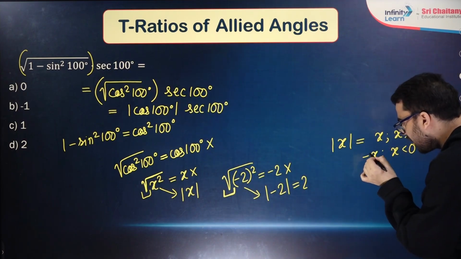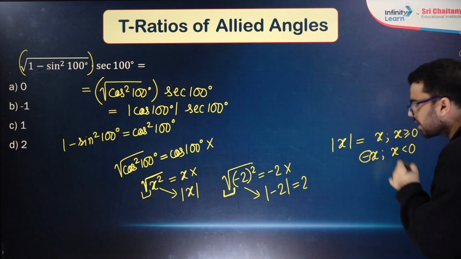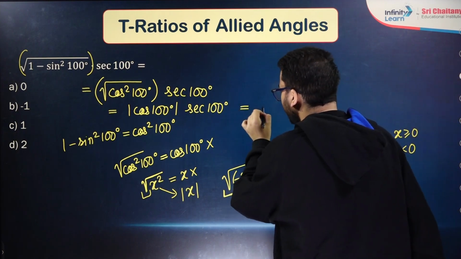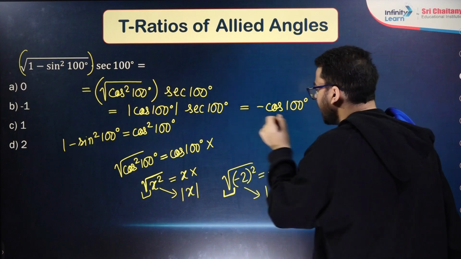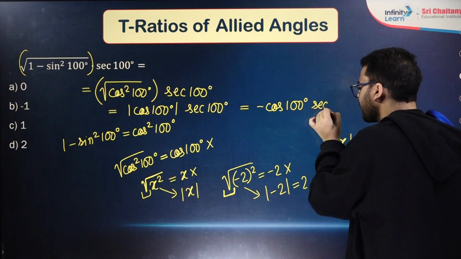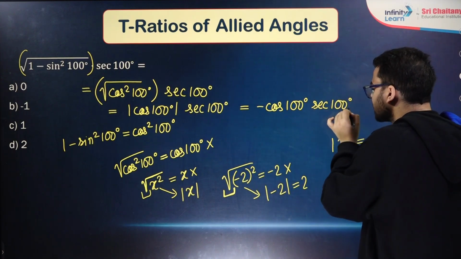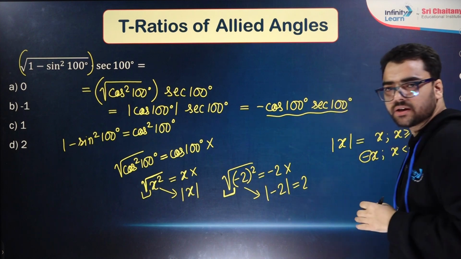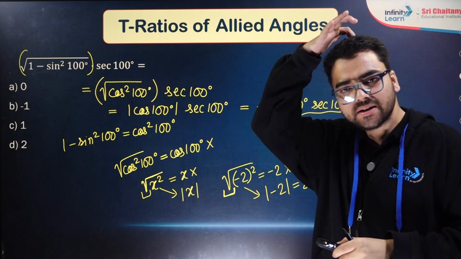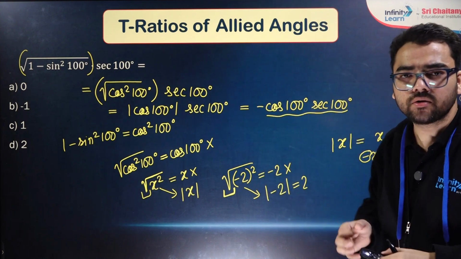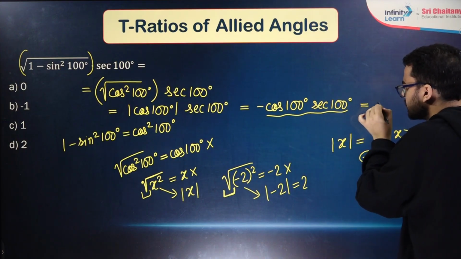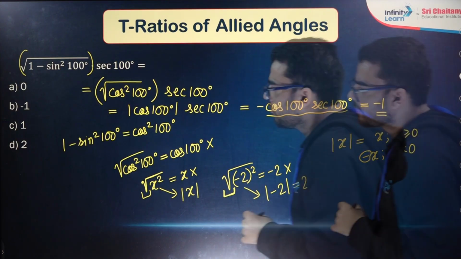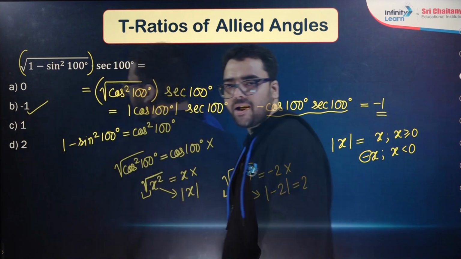So in order to open up the modulus, we have to put an extra negative sign. So it will be minus cos 100 multiplied by sec 100. Now you know that cos theta and sec theta are reciprocals of each other, and the product of two reciprocal things is 1. But minus is also there. So minus 1 is the answer. 1 is not the answer. I hope that is clear.